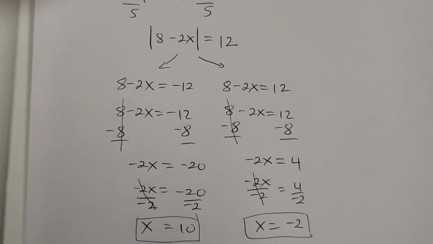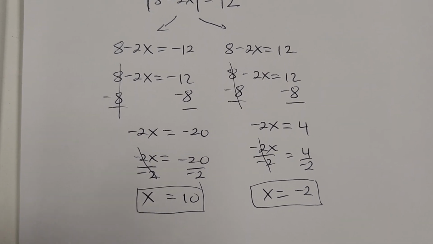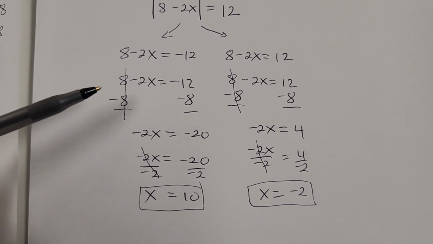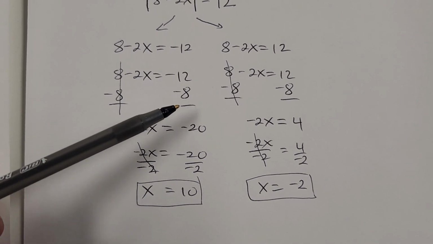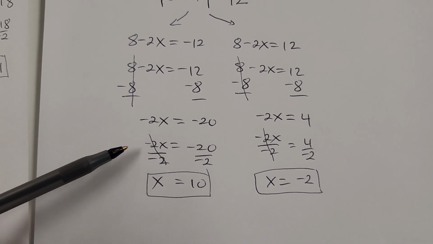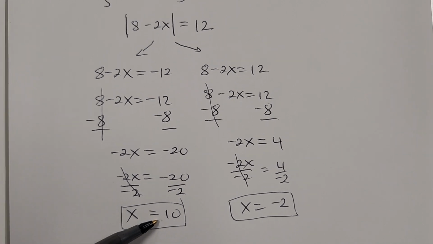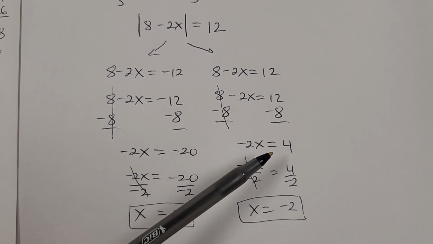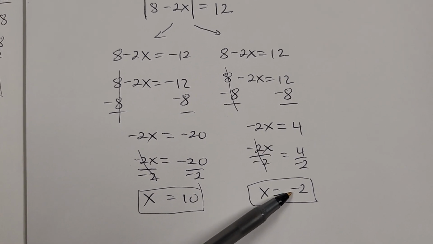Okay, and then after that, we just solve. So this is positive 8. Subtract 8 both sides, gives me negative 20. So negative 12, negative 8, negative 20. Divide by negative 2. So that gives me positive 10. Same thing over here. Subtract the 8 over, gives me positive 4. Divide by 2, gives me negative 2.